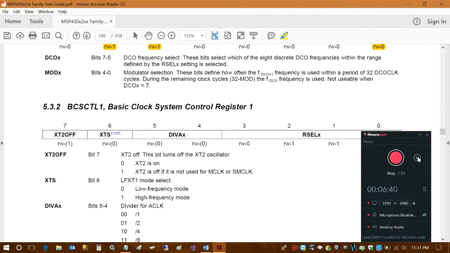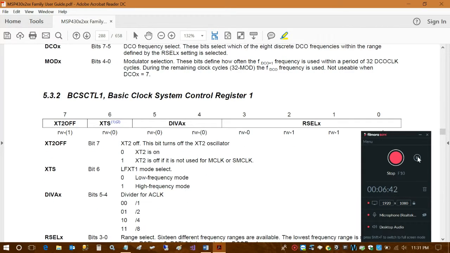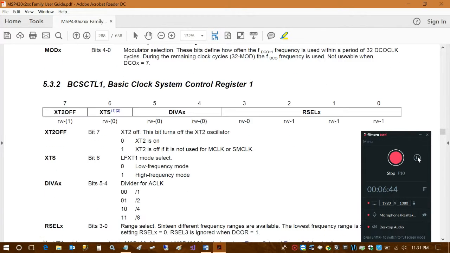Then comes the BCSCTL1 register, that is the Basic Clock System Control register 1. In my previous session, it was told that XT2OFF is required when we want to turn the XT2 off, that is when we don't need the XT2. Some devices like the G2553 don't have the XT2, so this particular bit has no importance.